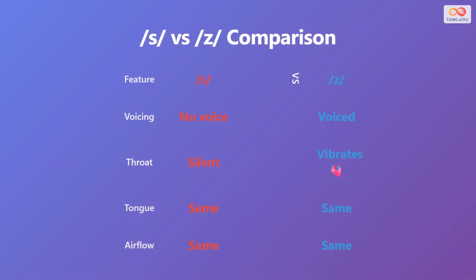Let's summarize the comparison between these two sounds in a clear table. Both sounds have the same feature when it comes to voicing. S is unvoiced, meaning no vibration, while Z is voiced, meaning the throat vibrates. When you test with your hand on your throat, S produces silence and Z produces vibration. The tongue position for both sounds is identical. The tip is behind the top teeth. The airflow for both sounds is also the same, steady and continuous. In fact, the only difference is the voicing. This is what makes them a perfect minimal pair for learning. Change the voicing, and you change the entire sound.